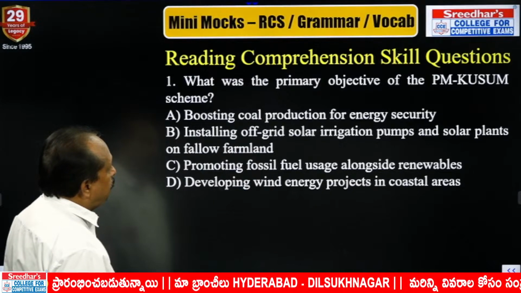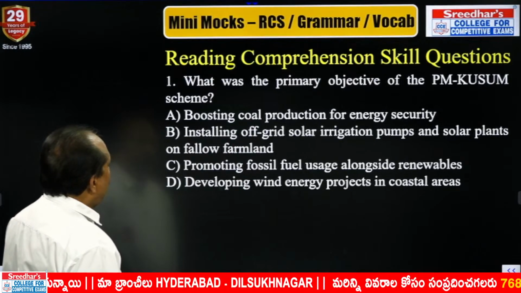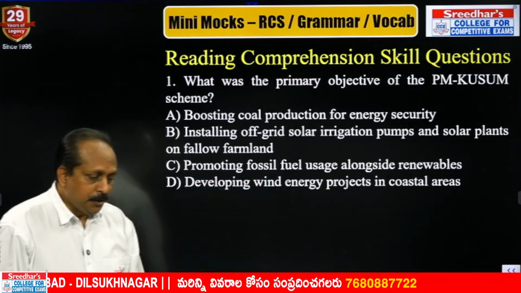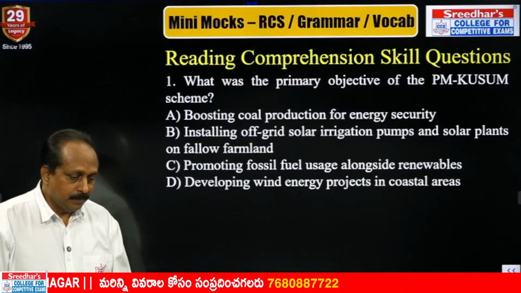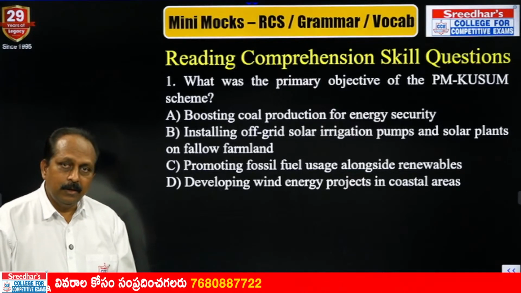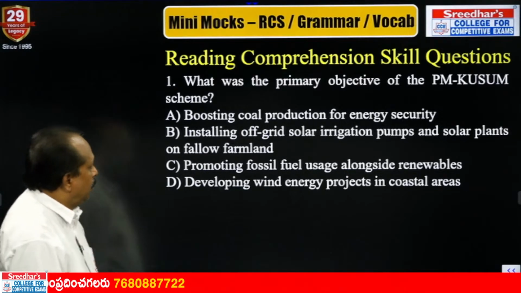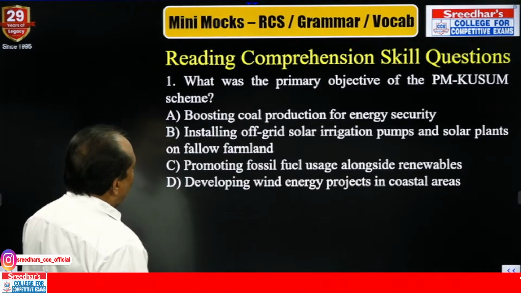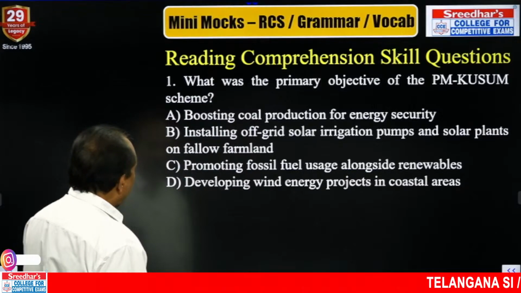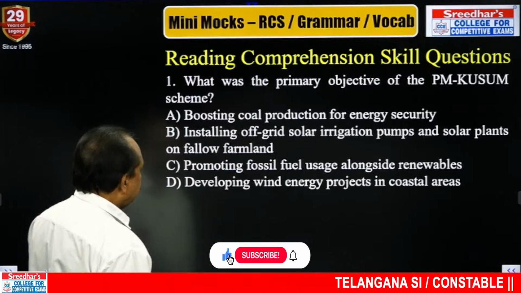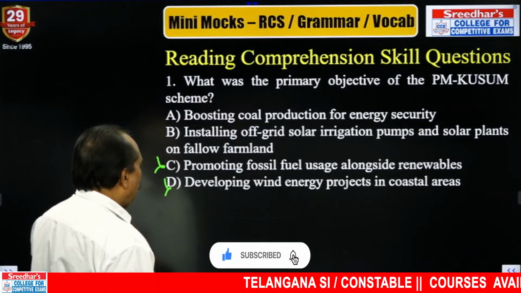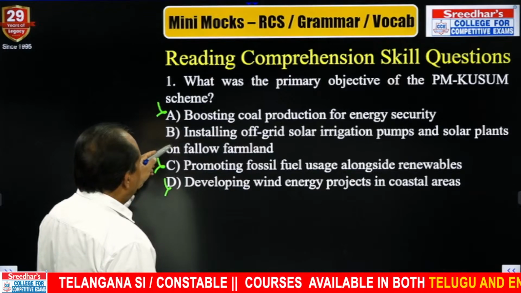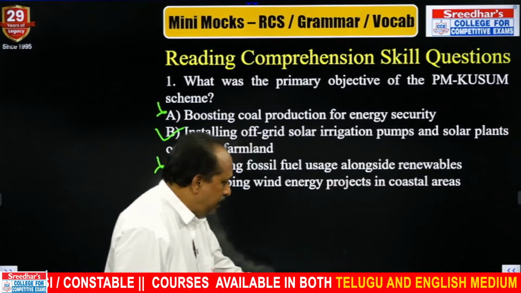What was the primary objective of the PM KUSUM scheme? Boosting coal production for energy security? At least one student responds, then I will give the answer. Try to answer the first question based on comprehension skill. Jayalakshmi says B. Malleshwari also. Installing off-grid solar irrigation pumps and solar plants on fallow farmland. Why would they promote fossil fuels? The editorial does not talk about wind energy, not about coal production. Answer has to be B. Very good.